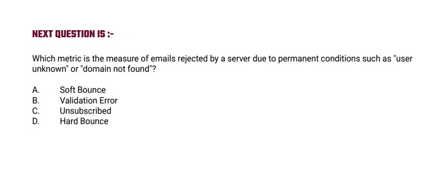Next question is: which metric is the measure of emails rejected by a server due to permanent conditions such as user unknown or domain not found? Options are: option A, soft bounce; option B, validation error; option C, unsubscribed; and option D, hard bounce. The correct option is option D.